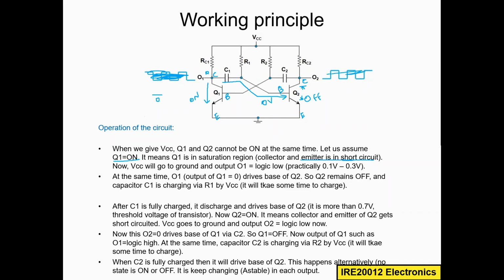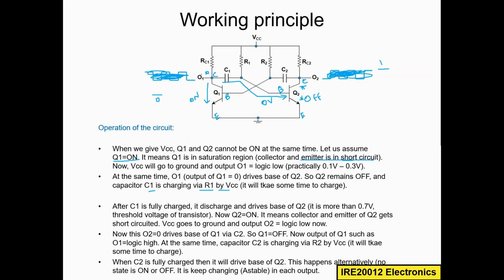We will delete this graph and make our new graph now. Here the output is logic 1. This is what I mentioned here. At the same time, O1 drives the base of Q2, so Q2 remains off, and capacitor C1 is charging via R1 by VCC. So when this is happening, at the same time the capacitor C1 is getting charged.